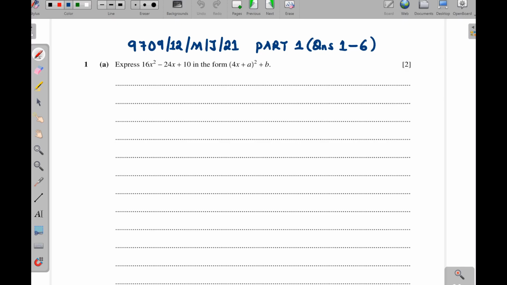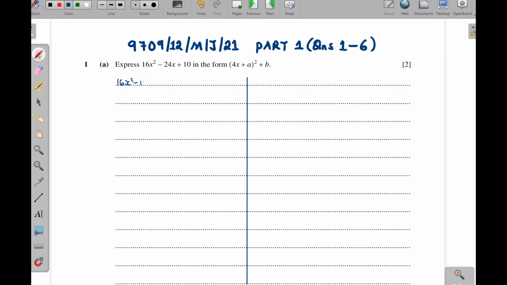Question 1 part A, they're saying express this one in this format here. So we are going to use two methods here. Pick the one that is simpler for you, okay? This is what we call completing the squares. So I can use direct completing of squares and also expanding brackets, and then we equate coefficients. So let's begin with the direct completing of squares.